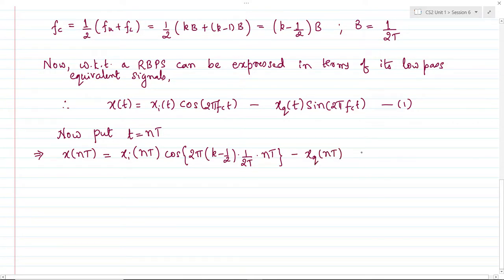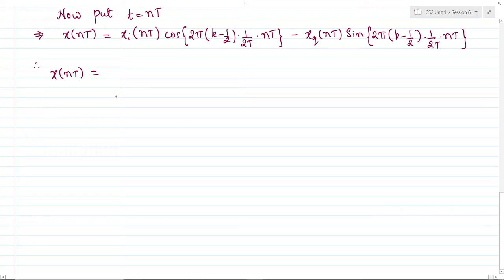Now we can cancel out a few terms and simplify this expression. x(nT) can be written as x_i(nT) times cos, where T gets cancelled, and we will be left with pi n times (k minus half), which I will rearrange as (2k minus 1) by 2. This will be the in-phase component. Similarly, x_q(nT) times sin, with the same argument pi n (2k minus 1) by 2. Let us call this expression 2.